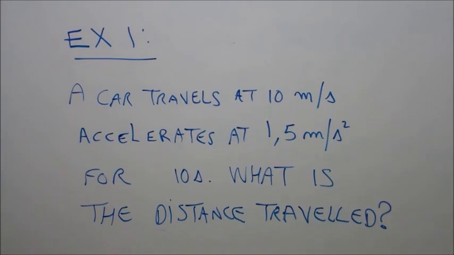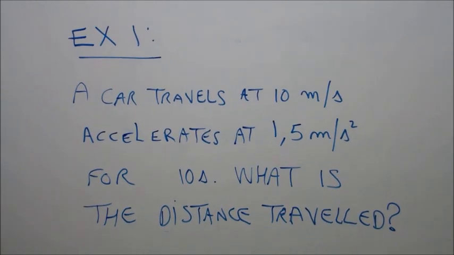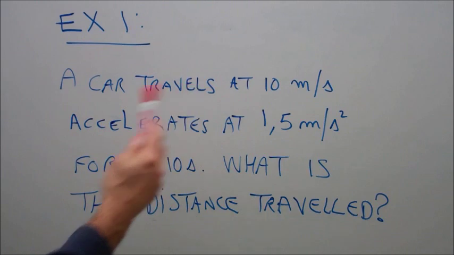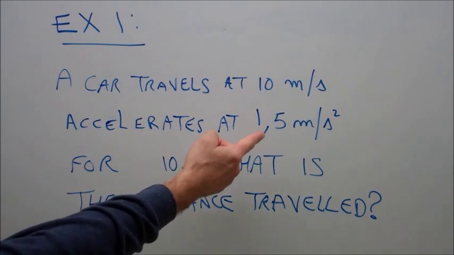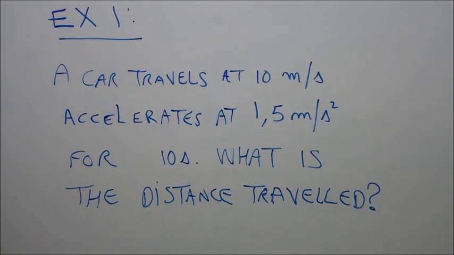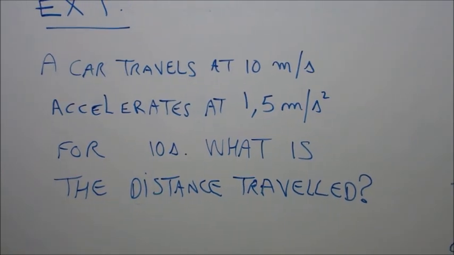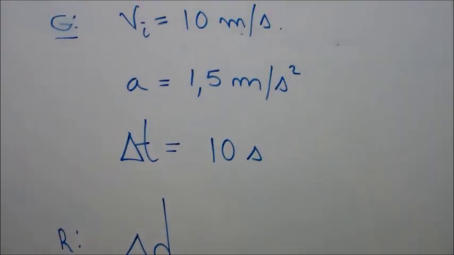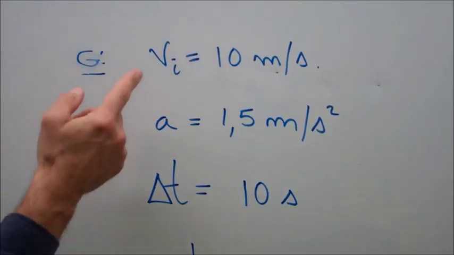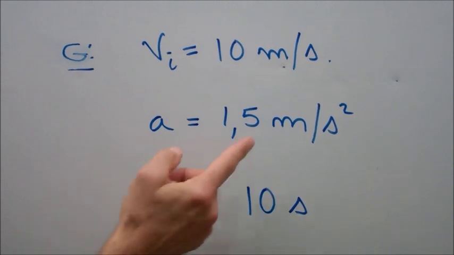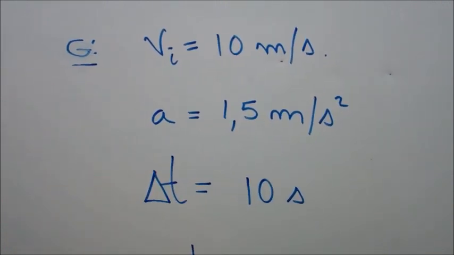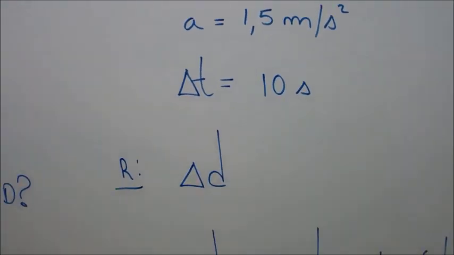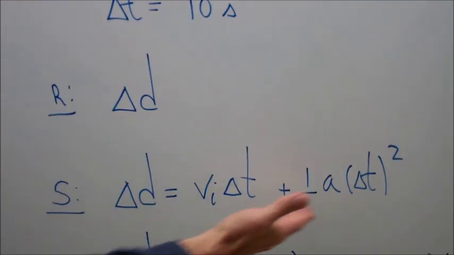So now, if we use the formula we have just derived from the graph, we have an example. A car travels at 10 meters per second, accelerates at 1.5 meters per second squared for 10 seconds. What is the distance traveled? Using the given required solution way of solving a problem, we have therefore vi equals 10 meters per second, a is 1.5 meters per second squared, time is 10 seconds. We are looking for the distance traveled, and we're using our formula.